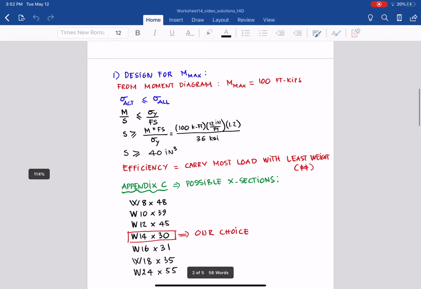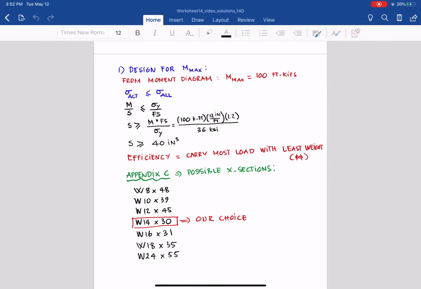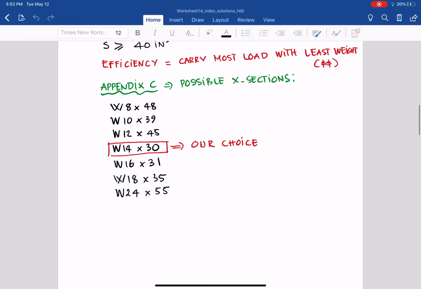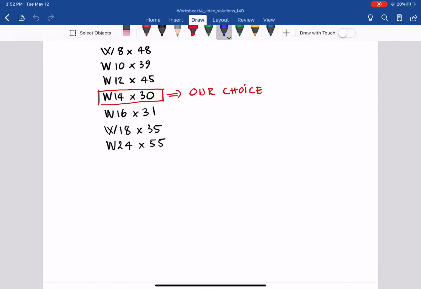After we use the maximum internal bending moment to design for the beam, we choose the wide flange W14 by 30. Then we can go to step number 2, which is to check the transverse shear stress.